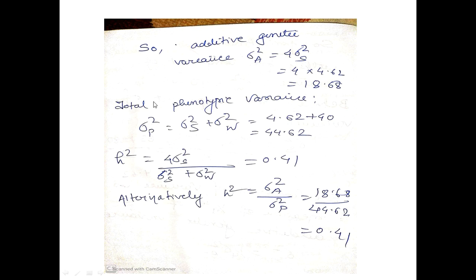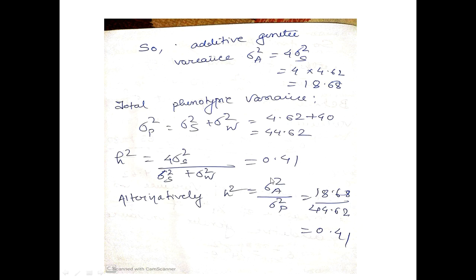We know phenotypic variance sigma square P is given as the sire component and within sire: sigma square S plus sigma square W. So these two are very important terms in the ANOVA. Also, you calculated everything on this only. Now sigma square P is equal to the sire component and within sire component, adding 4.62 plus 40, which you calculated from ANOVA. So heritability H square is equal to 4 into sigma square S upon sigma square S plus sigma square W, which is equal to 0.41. Alternatively, heritability is equal to sigma square A upon sigma square P, which is equal to 18.68 upon 44.62.